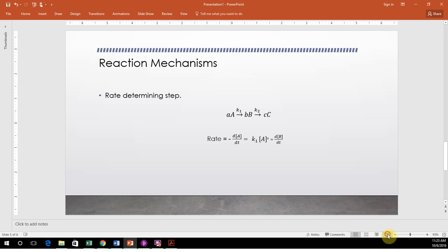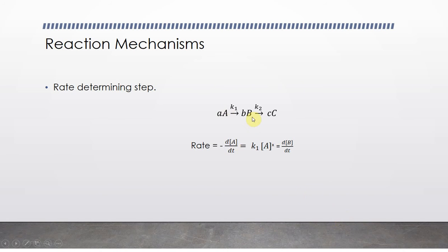And so, like here, we have A going to B. And so the rate we just said was equal to the change in A over time. It's negative because A is disappearing. Now, that could also be the rate law itself. We can plug that in. But we could also even monitor the rate of production of our product here. And so there's a lot of things going on.